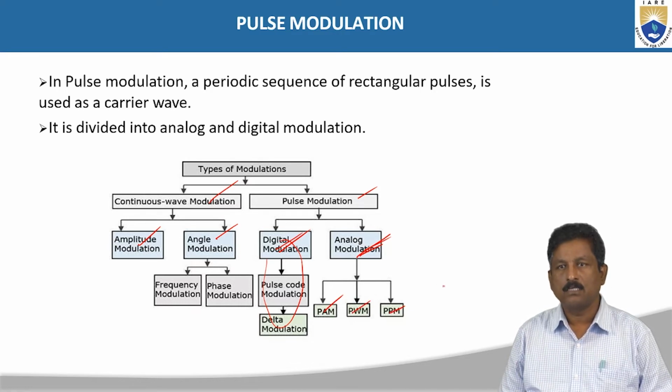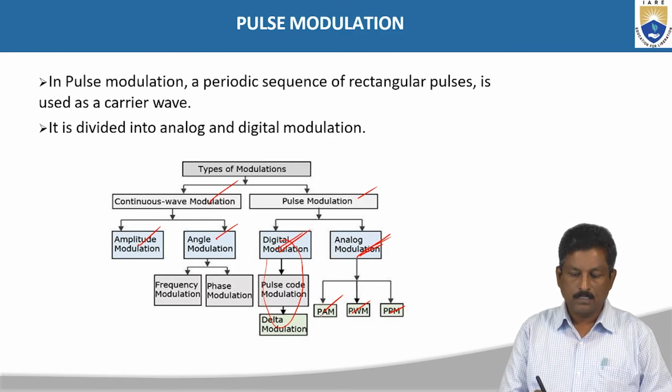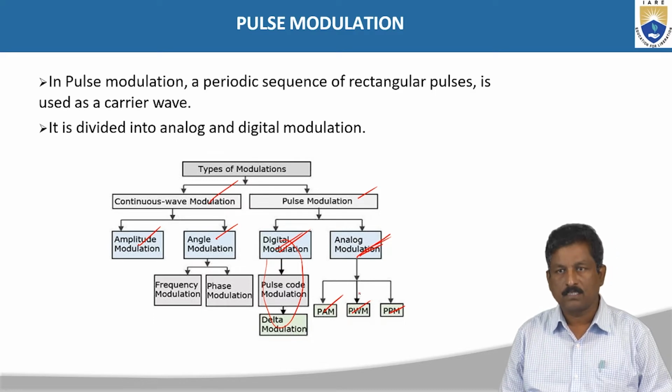So one is the pulse amplitude modulation. Another one is the pulse width modulation. And the third one is the pulse position modulation. Here, based on the parameters classification, we can again have three categories. So the parameters mainly we are going to consider.